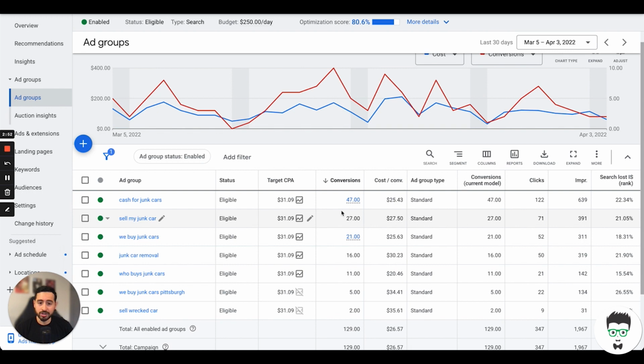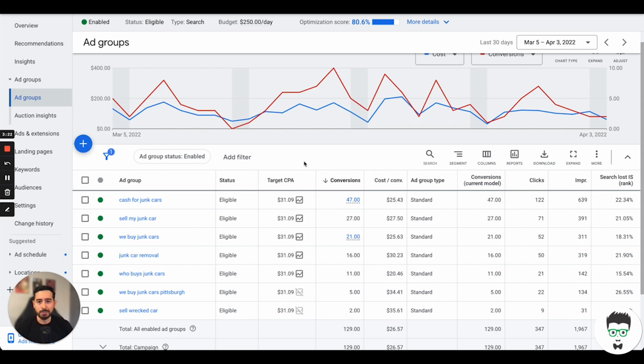If you notice here, they're still within range of that $26 mark. And that's how you see they average the $26.57. But if you notice here, we're using a target CPA bidding strategy. And what this does is it essentially tells Google, hey Google, we only want to spend X amount per lead. So we set up the campaign this way so we can get the most amount of leads for the cheapest cost possible.